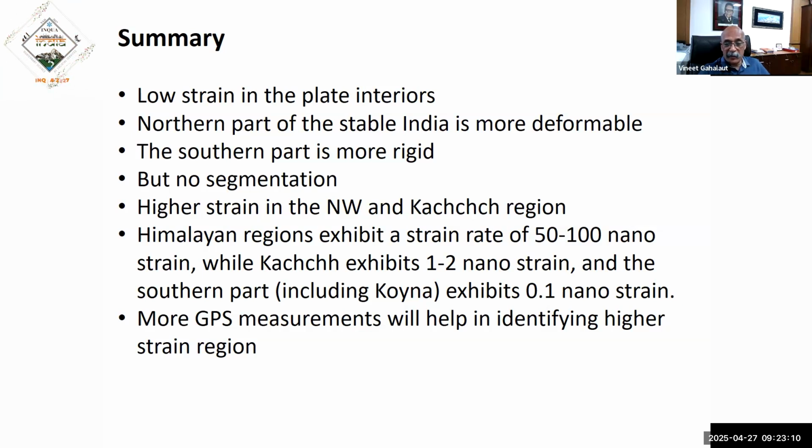And I'm hoping that because of the Survey of India initiative of putting almost 1,200 sites in operation, of course it will take 4-5 years to get some meaningful results out of it. We hope that we will be able to quantify the strain rate in a much more robust and reliable manner for the Indian plate region.